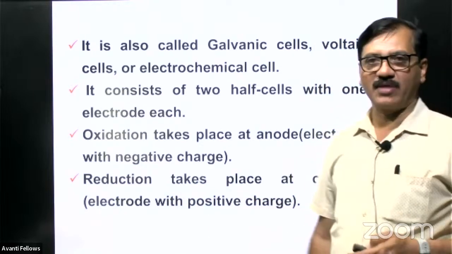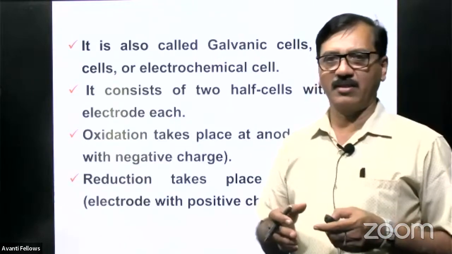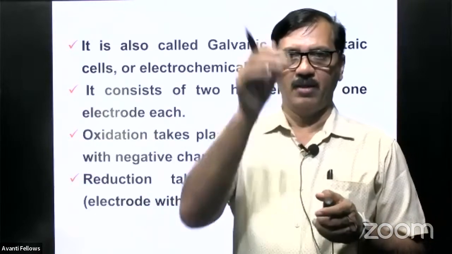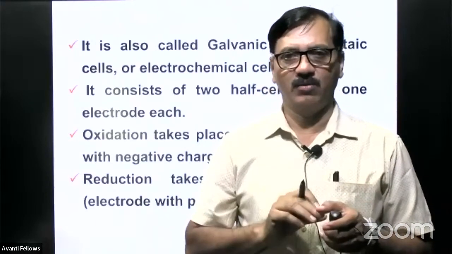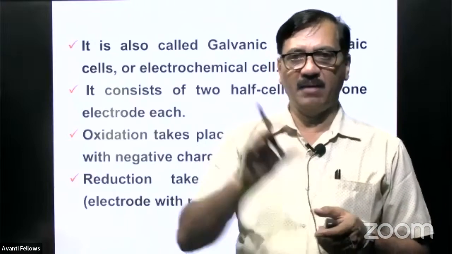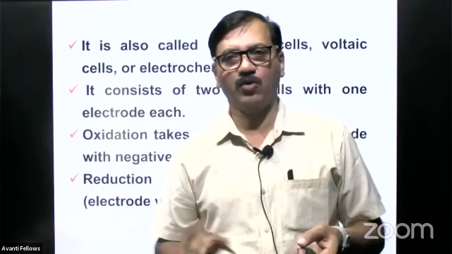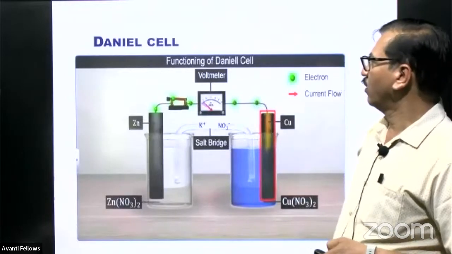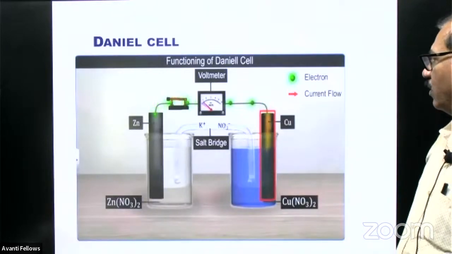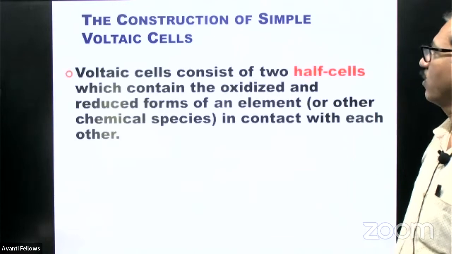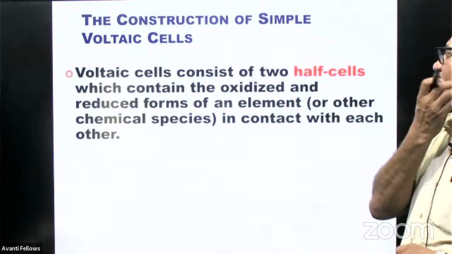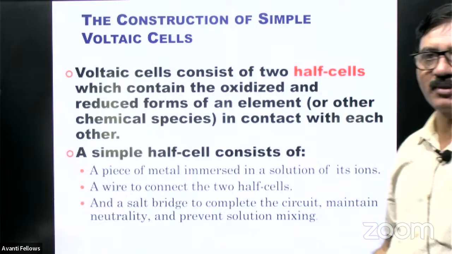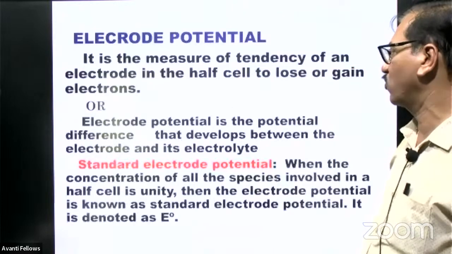So there is an oxidation half cell and a reduction half cell. We can construct many electrochemical cells by making redox couples: a metal in its own ionic solution is a redox couple. By taking many such redox couples, many galvanic cells can be constructed. The construction of a simple voltaic cell needs 2 half cells, using the many metals and their ionic solutions available.